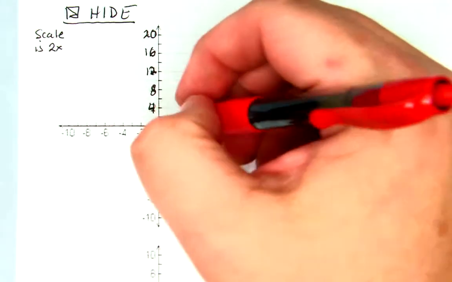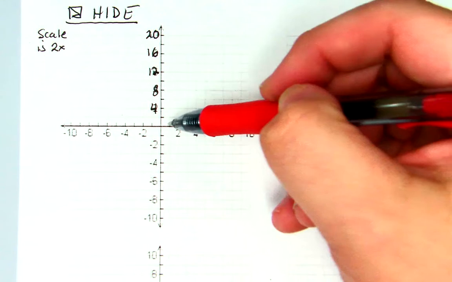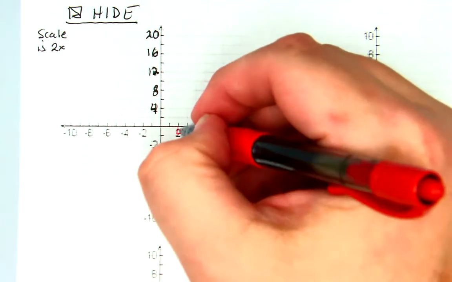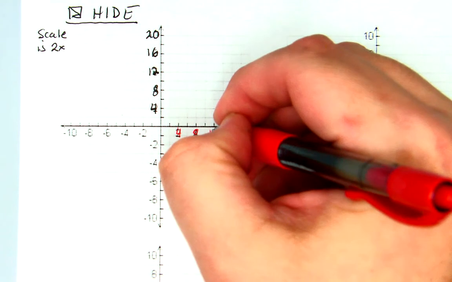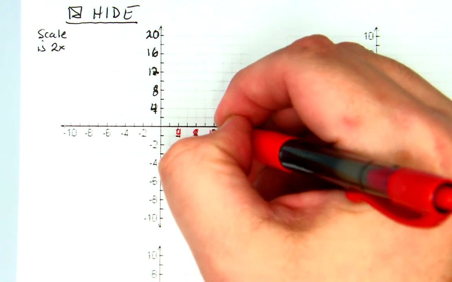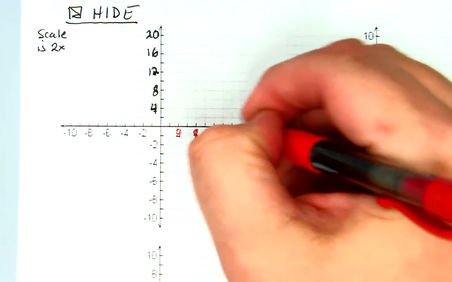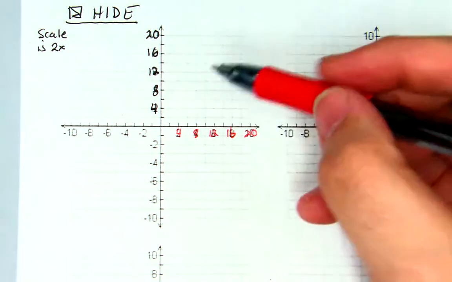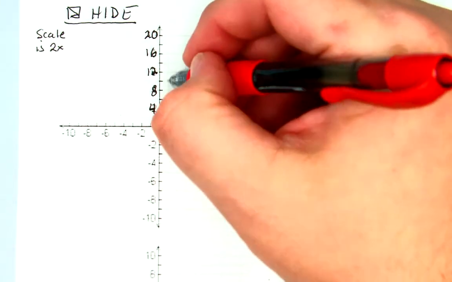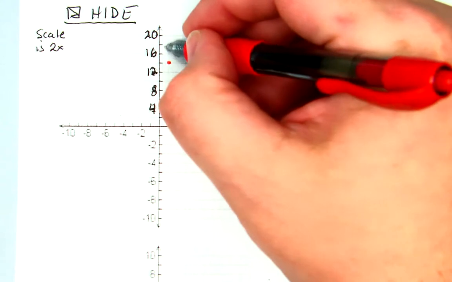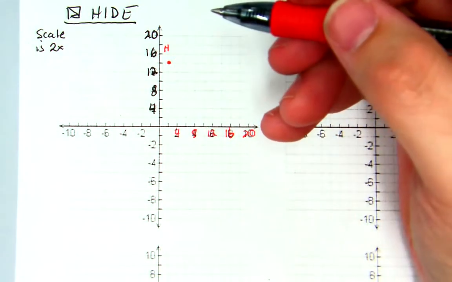So H is at (2, 14). 2 will be here, because we go by 2s. So that's 4, 8, 12. My brain is locked up. 16 and 20. So we go 2 and then 14. There's 12. There's the first one. There's H. So H is at (2, 14).